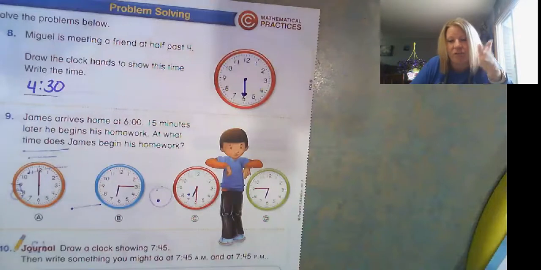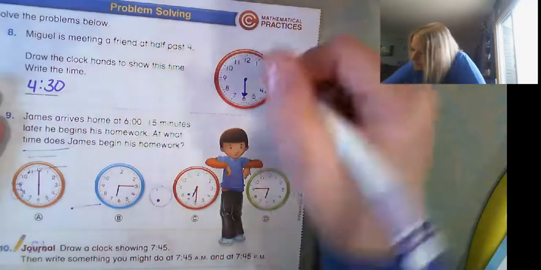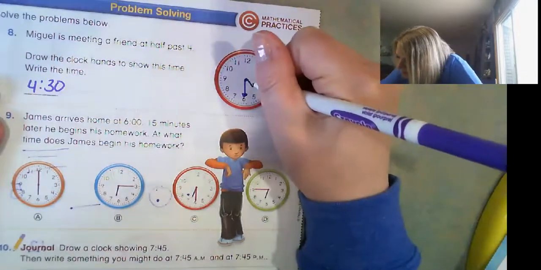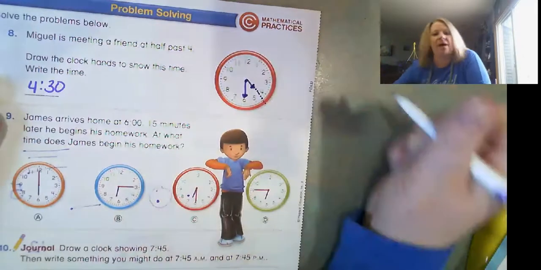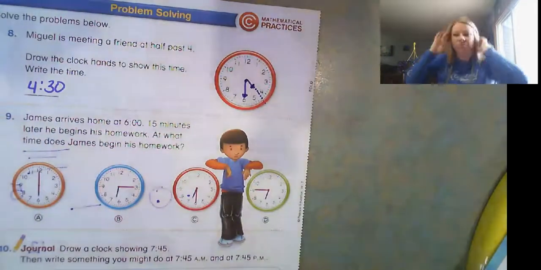So at 4:30, since I'm halfway through the hour, my hour hand should be halfway between the 4 and the 5. So my small hand, make sure it looks smaller. And then I look and I'm about halfway between the 4 and the 5.